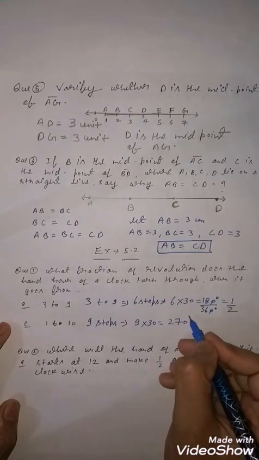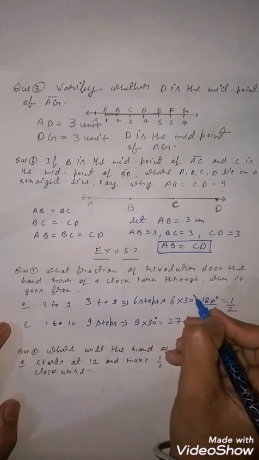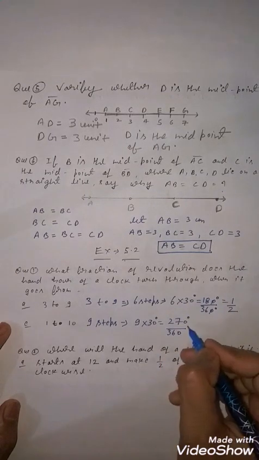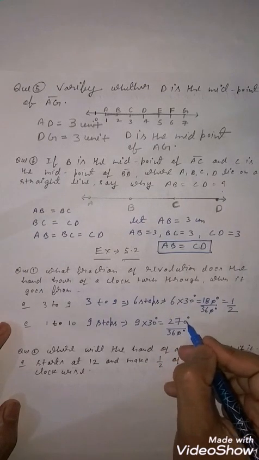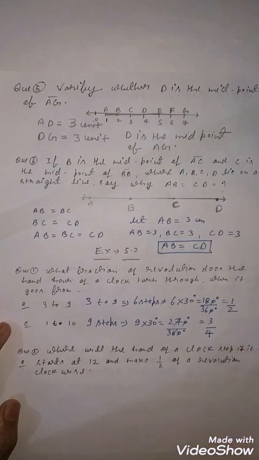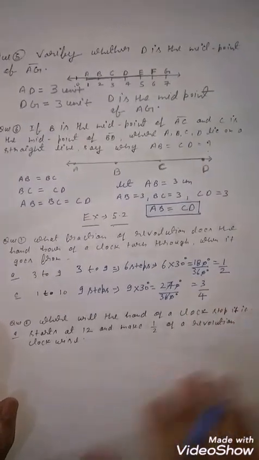Clear, students? It means what? 270 divided by what? Total revolution. You know that total revolution means 360. So this 0 and 0 you can cancel out. 9 threes are 27. 9 fours are 36. Clear, students? So the revolution is 3 by 4. Clear? Now come to the next question.